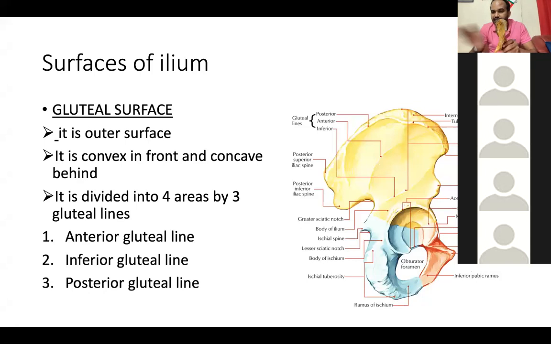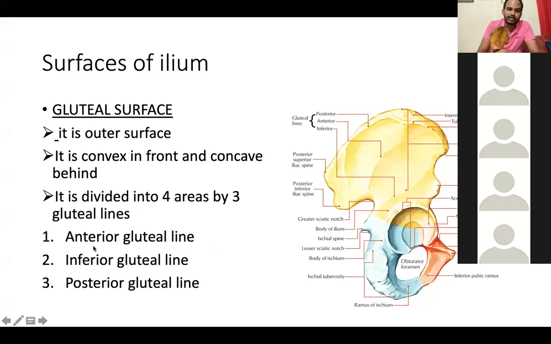The medial surface is the inner surface. The lateral surface is the outer surface. The gluteal surface is the outer surface. It is convex in front and concave behind. So in front, if you see, it is convex. Behind, if you see, it is concave. This lateral surface is convex in front and concave behind.